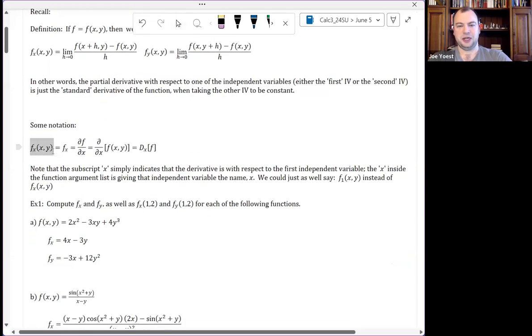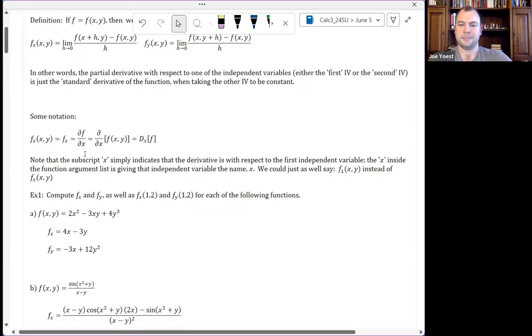We also discussed some notation. I'll typically use the subscript notation just because it's easier to write out by hand, but also a pretty common notation is this notation here, partial of f with respect to x, where these little d looking things are really curly d's. They're not the same as regular d's for derivatives. Okay.